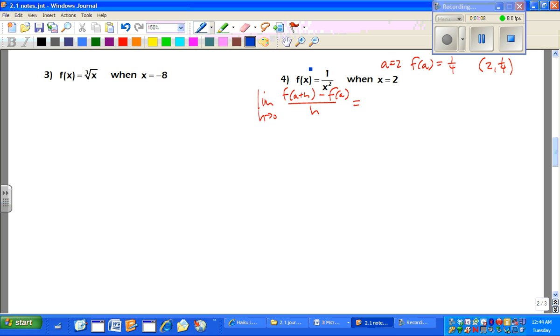Now we can go ahead and substitute some things in here. We've got the limit as h approaches 0 of f of a plus h minus f of a, so f of 2 plus h minus f of 2 all over h. So 2 plus h, we're just putting that in for x. It gives us the limit as h approaches 0 of 1 over 2 plus h squared minus f of 2, which is just 1/4, all over h.